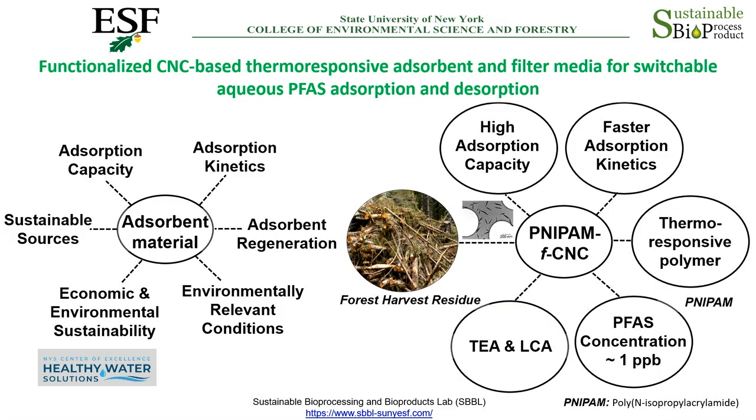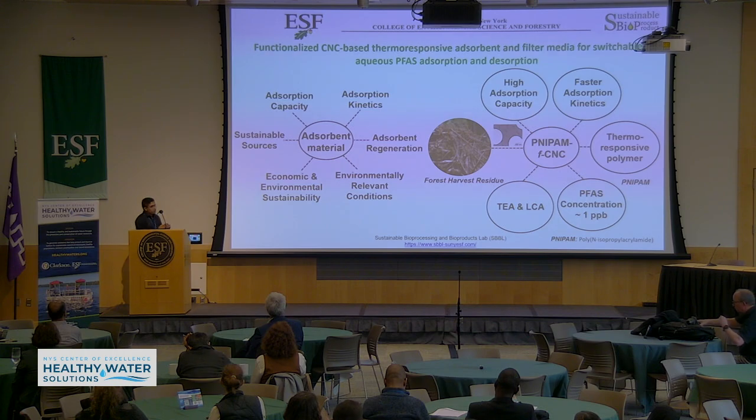So to separate the CNC, we selected a sustainable source: forest residue biomass, which is generated during the forest harvesting operation, which is abundantly available at low cost in the northeastern region of the US. So we targeted that renewable lignocellulosic material to produce the CNC, and we functionalized that CNC surface with the thermoresponsive polymer PNIPAM with the aim of tuning the hydrophilic and the hydrophobic interaction to the targeted PFAS molecules.